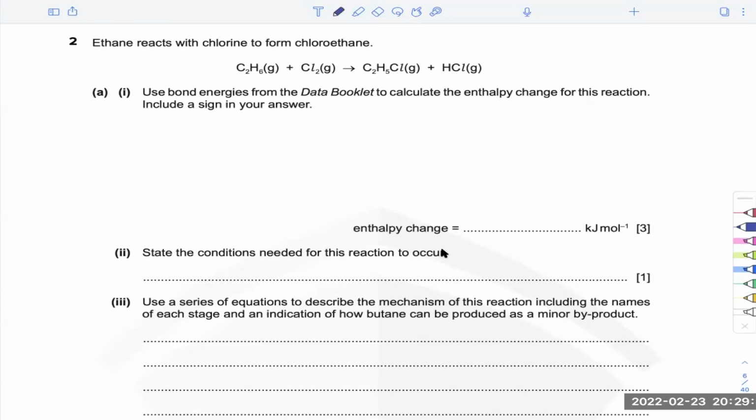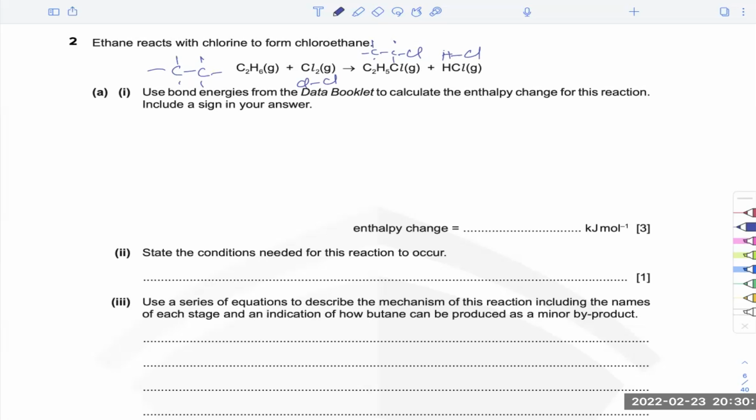Ethane reacts with chlorine to form chloroethane. Okay, and they haven't shown the intermediate step. Sara usne reaction kara diya. Use bond energies from the data booklet to calculate the enthalpy change for this reaction. Include a sign. Bond energies के लिए what do I have? I have bonds here. HCl की bond है. I have this bond here. I have ClCl bond here, and I have C2H6 bond here.